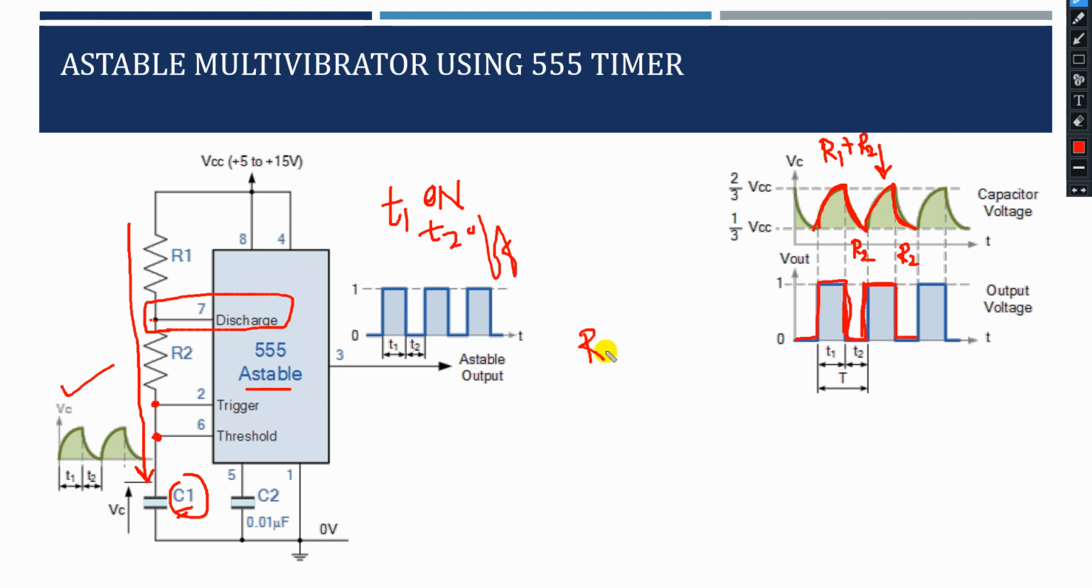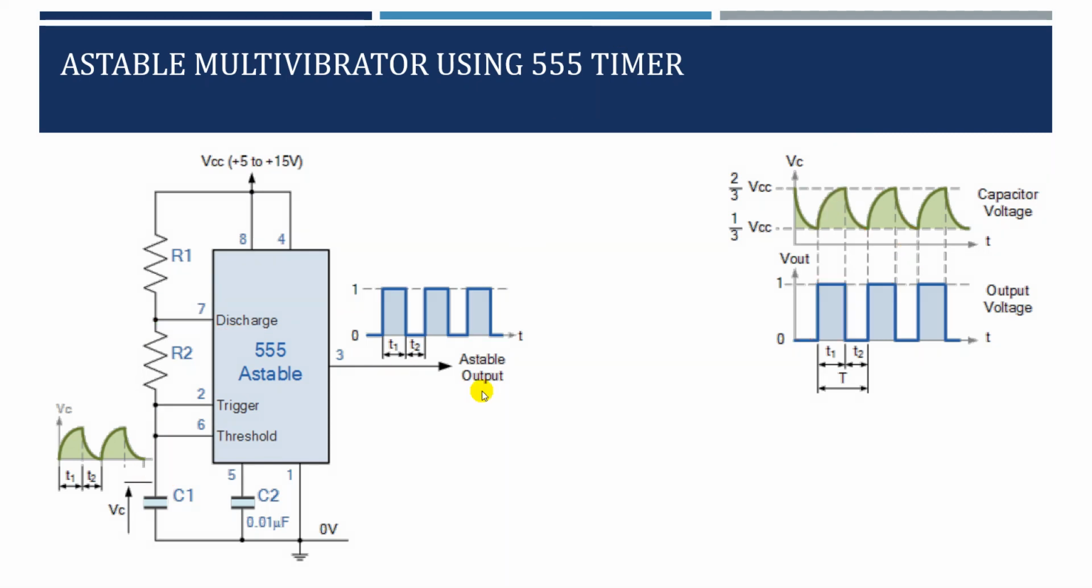By calculating R1, R2 and C for the high, that is the T on cycle. For T off, we take R2 and C for discharging. So T on is determined by R1, R2 and C. For T off, we take only R2 and C. The reason is R2 is connected to pin number 7, and pin number 7 discharges through the transistor. Okay, next we'll go to the next one.